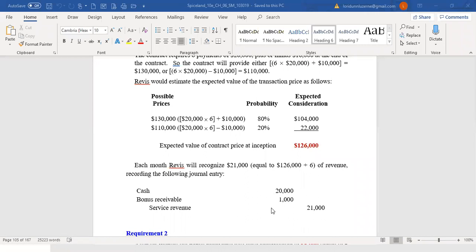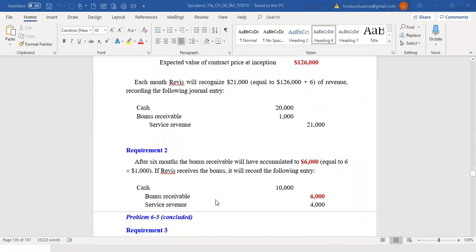Assuming total cost savings exceed target, prepare the journal entry on June 30th to record receipt of the bonus. Well, each month they debited bonus receivable $1,000. So by the end of month 6, there's $6,000 in bonus receivable. So they'll credit the bonus receivable for $6,000, debit cash for $10,000 because they received $10,000. The other $4,000 will now be recorded as service revenue.